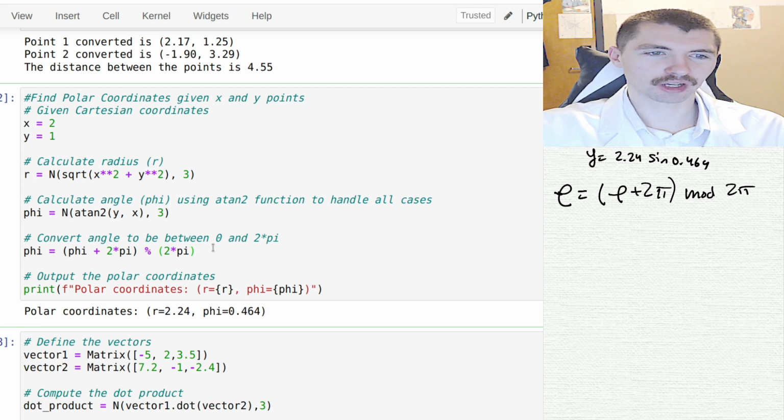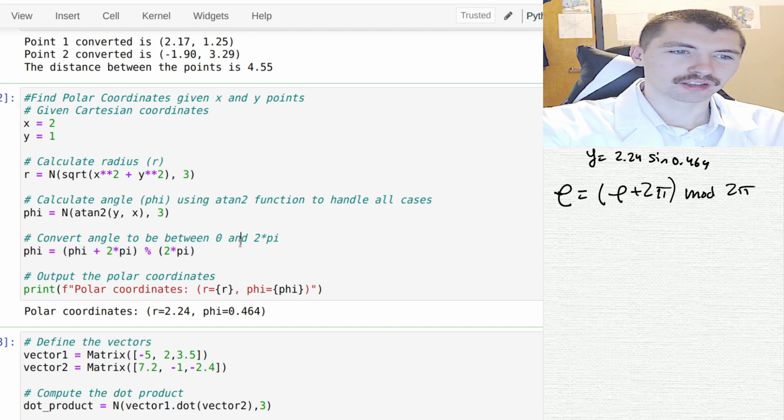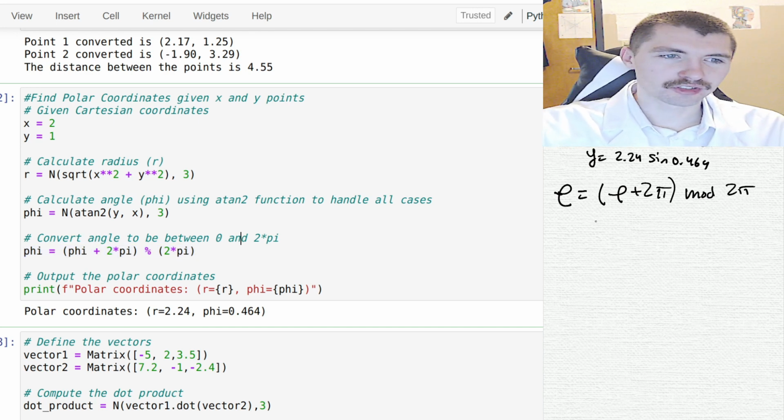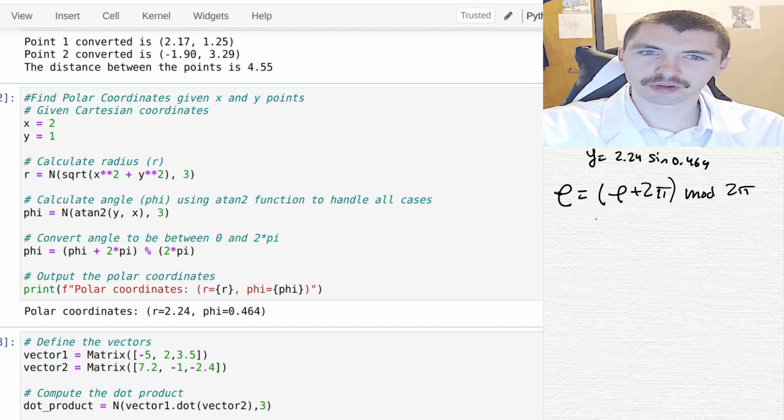I was talking about this before the camera went bad. It's saying to convert the angle to between 0 and 2 pi.